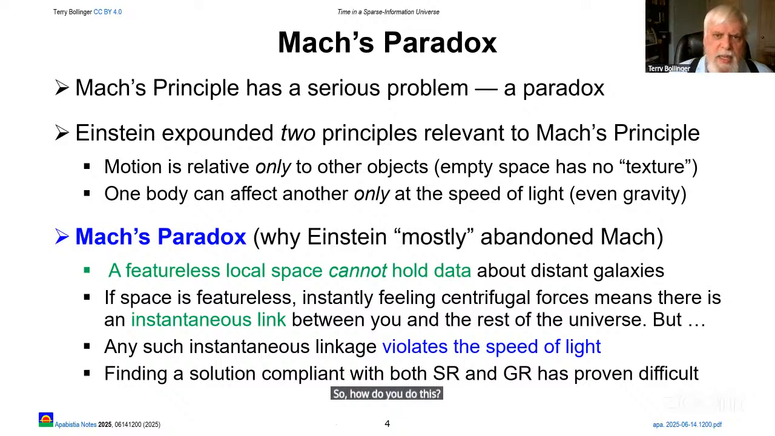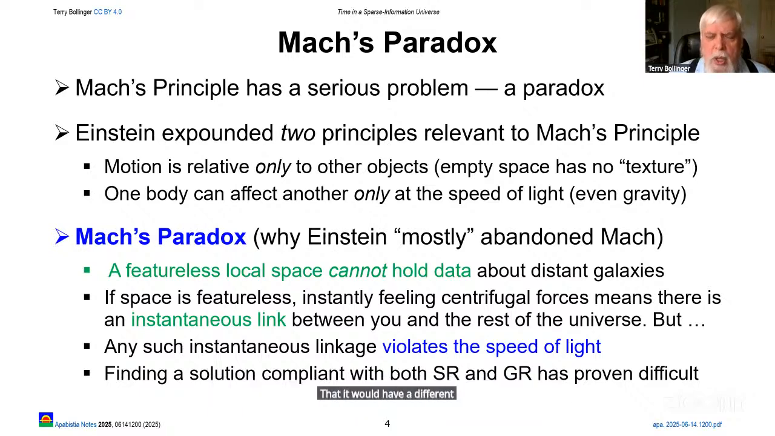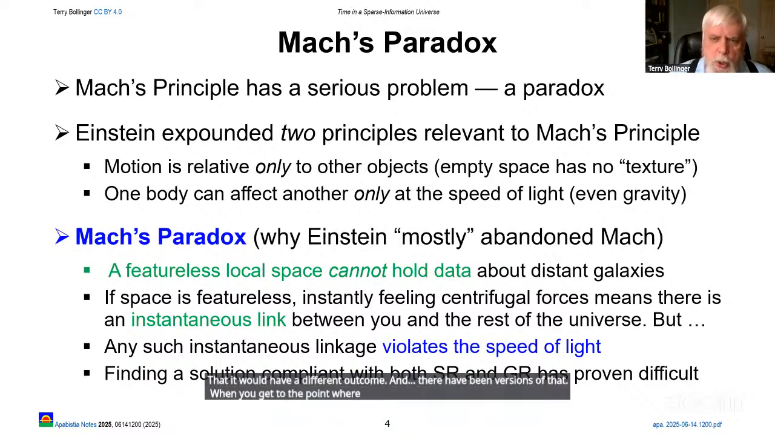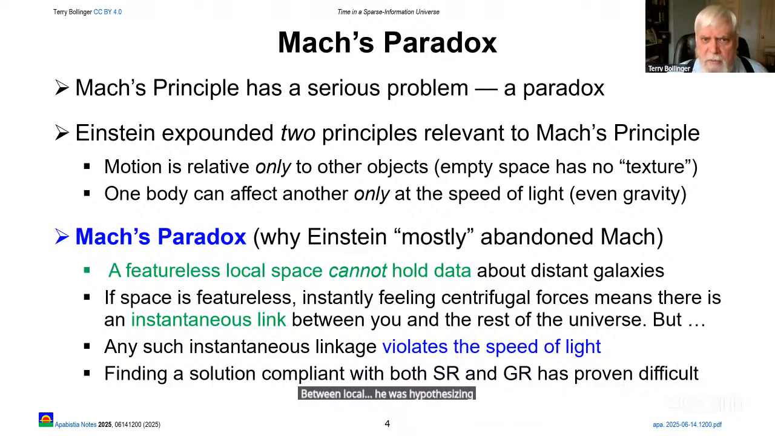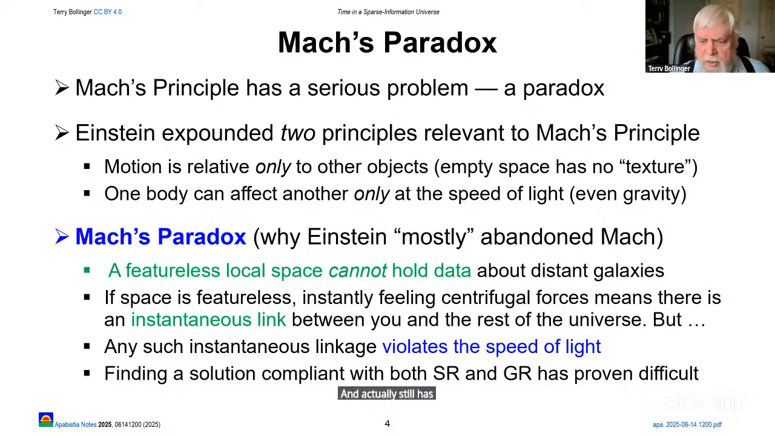Now, this is where the problem started, because people like Mach assumed that maybe if you had a giant, massive wall rotating around you, it would have a different outcome. And yes, there have been versions where, when the wall has gravity, sure, you're going to have certain effects with that. But Mach was saying something a little more profound. He was hypothesizing that there's some connection between local and distant. He wasn't really saying for sure that that was what happened. But trying to figure out the resolution of this paradox has been extremely difficult and actually still has not been fully resolved.